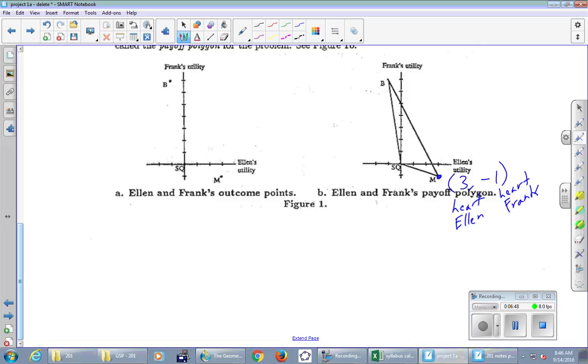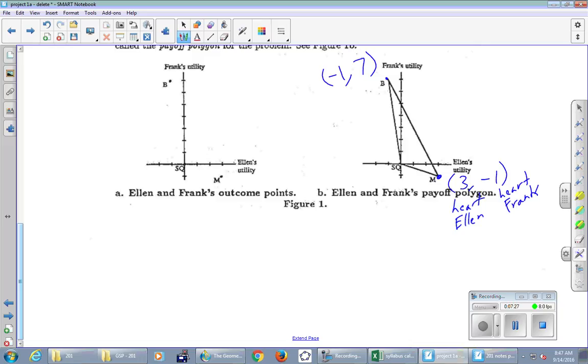Same kind of idea up here. This point B up here says at the beach, -1 heart for Ellen, and is that a 7? 7 hearts for Frank. Okay, so what are our options in terms of our vacation? There are only 3 of them. You can stay home, you can go to the mountains, or you can go to the beach. Going to the mountains favors which person? Ellen, but poor Frank is desperately unhappy. Going to the beach favors which person? Frank, but poor Ellen is desperately unhappy. Status quo is neutral. Neither party is unhappy or happy.